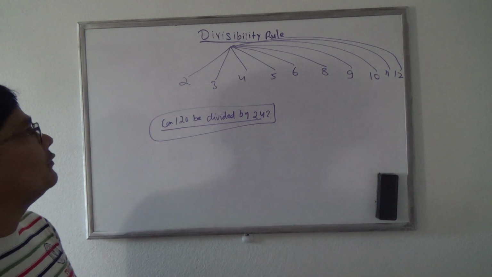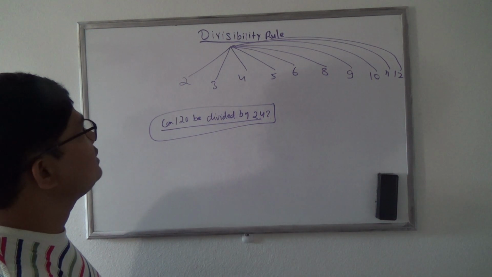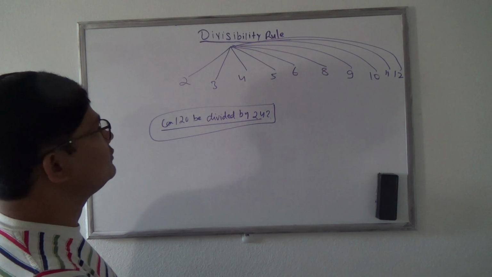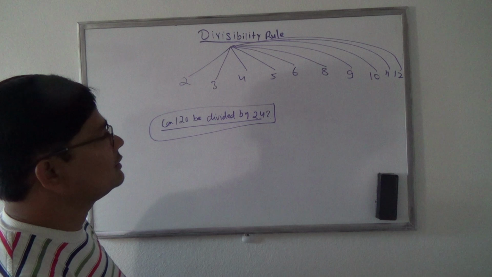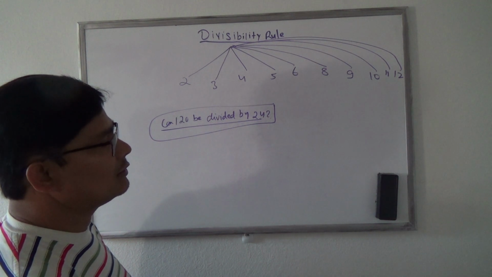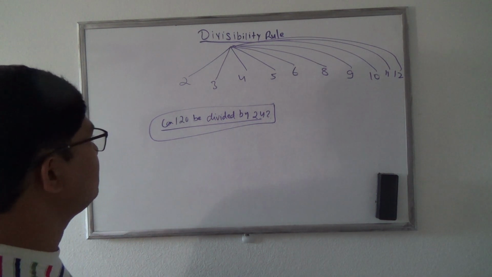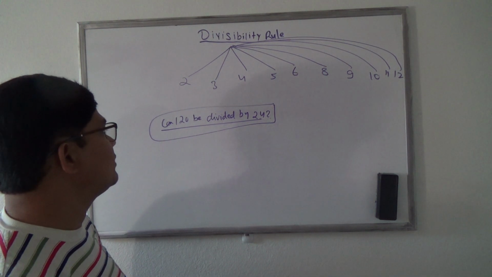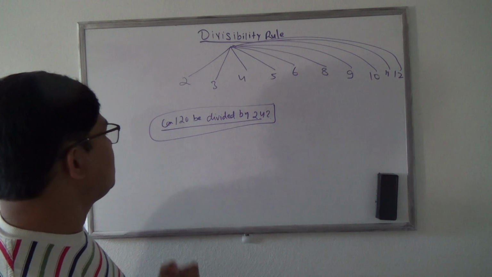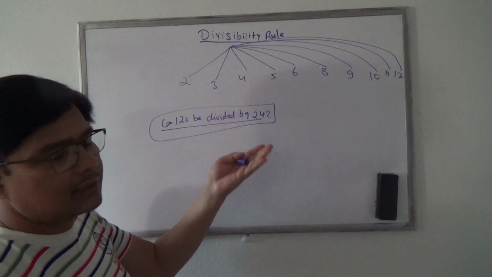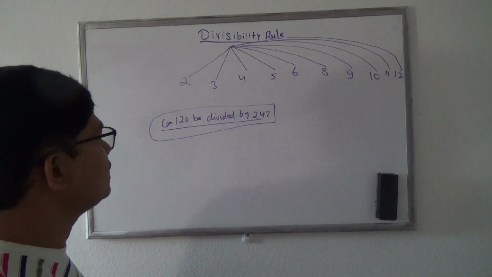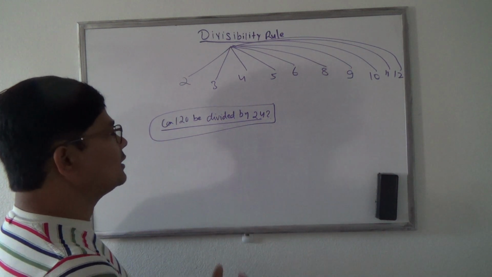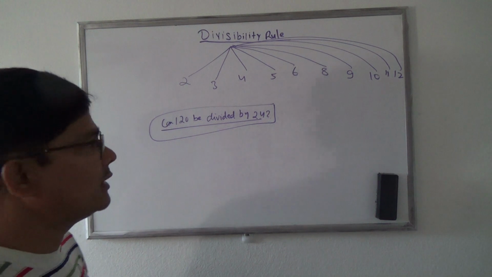Okay, in this video we are going to learn the divisibility rules for the small numbers 2, 3, 4, 5, 6, 8, 9, 10, 11 and 12. We'll also learn, if we have a big number, let's say 24, can the big number be divided by that number or not. Although I don't know how far we can go, I'll give some examples for some big numbers.